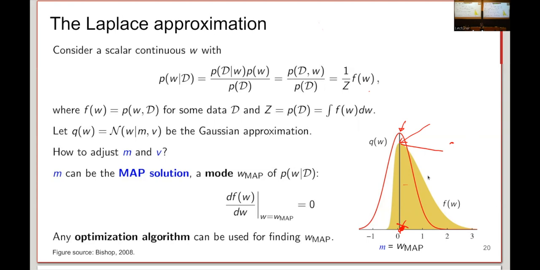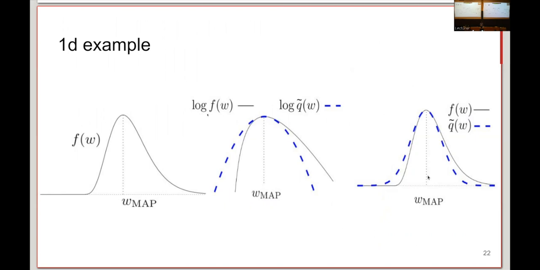Just to clarify this, you have this distribution f. You find the input that maximizes it. Then you take the logarithm of f. You fit a quadratic function that has the same optimum and the same curvature at the value w map. And then you take the exponential of that quadratic function, and that's going to be a Gaussian. It has the same height as the original distribution, the same curvature, and the same location of the optimum. And then I can easily normalize my Gaussian here.